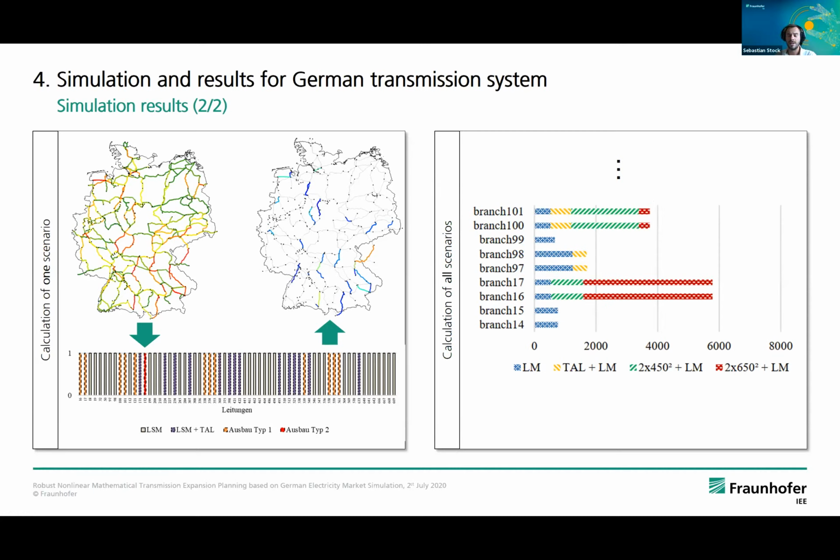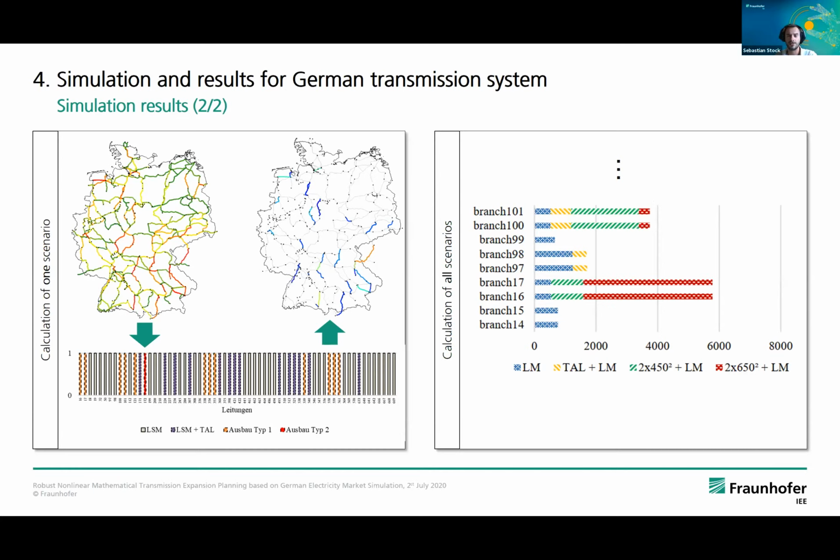Another thing you can see here is that 101 and 100 have the same decisions. This is because these two lines are parallel, but this is not explicitly modeled in the model. This came out of the power flow behavior, that the decisions are made more or less the same for parallel systems. Also here, 97 and 98 show this behavior.